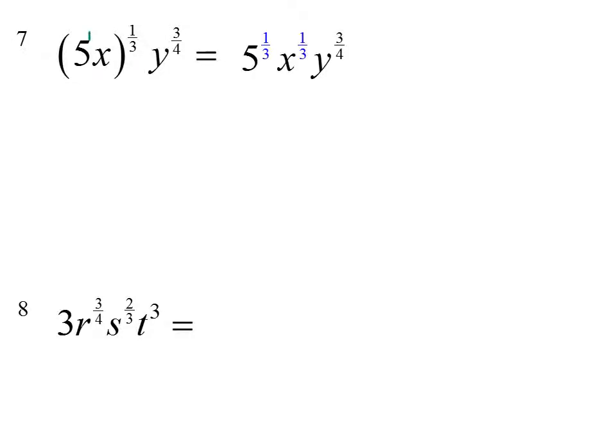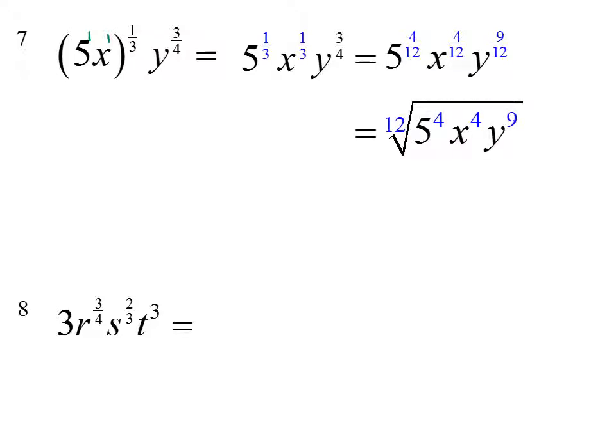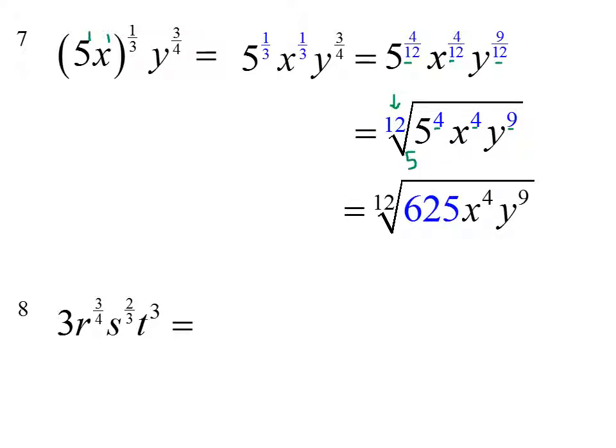Here, let's take a look. Power to a power. On the inside, these two have a power of 1. So if I multiply that times 1/3, I have 5 to the 1/3, x to the 1/3, and y to the 3/4. Go ahead and get a common denominator and get ready to write it as one radical, all to the 12th root. So here we go. Here's my 12th root. Powers stay with the numbers. 5 to the 4th, x to the 4th, y to the 9. If I multiply 5 times 5 times 5 times 5, I get 625.